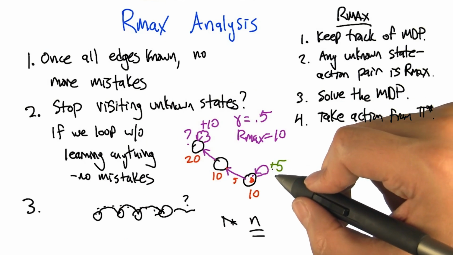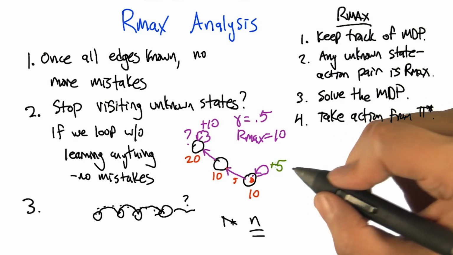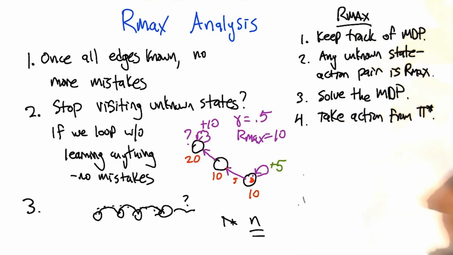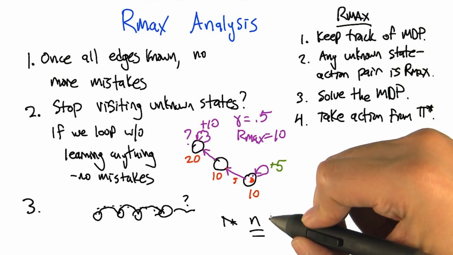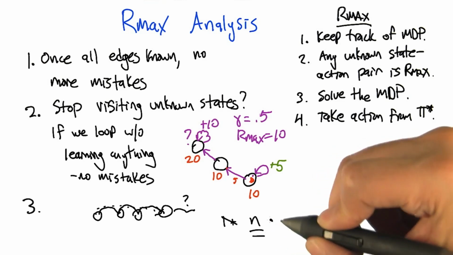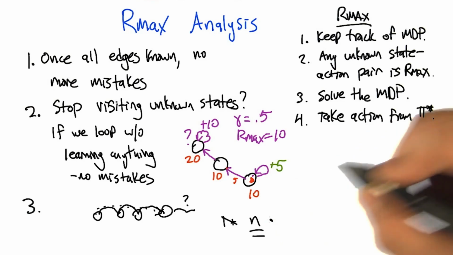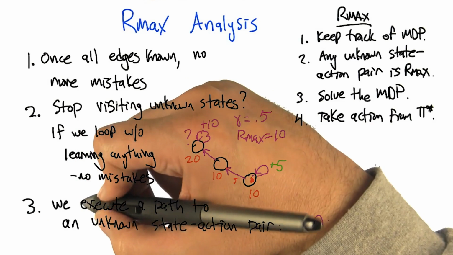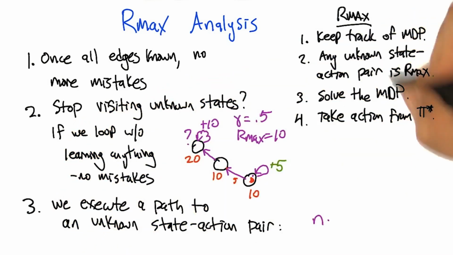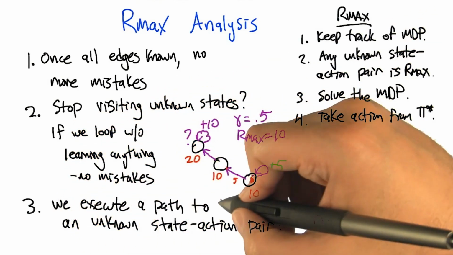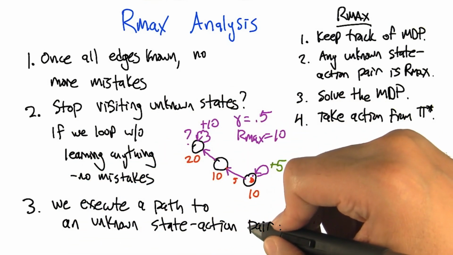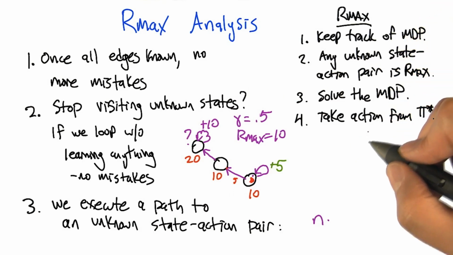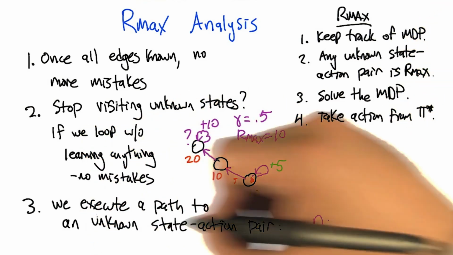How many times can that happen? How many times can it be that there's a policy that brings us to a state action pair that we haven't been to before? Yeah, so each time, for this step 3, maybe I should write it in English. What our Rmax algorithm tells us to do is to execute a path that brings us to an unknown state action pair. Then we traverse that edge, find out what it really is, and generate a new policy. So the number of steps that it might take to get to that new state action pair is n.